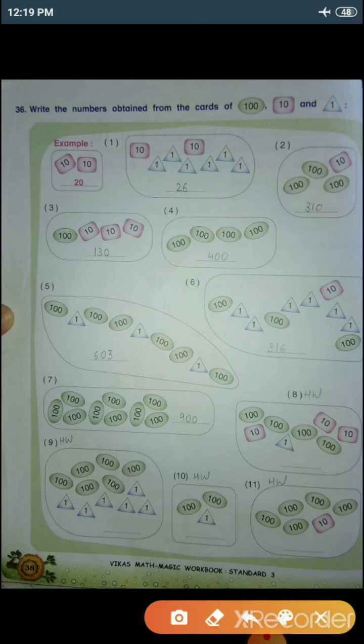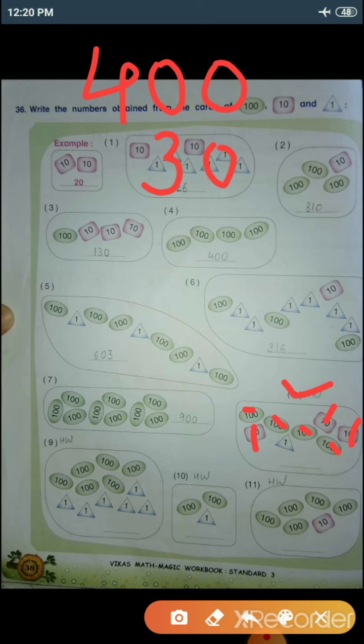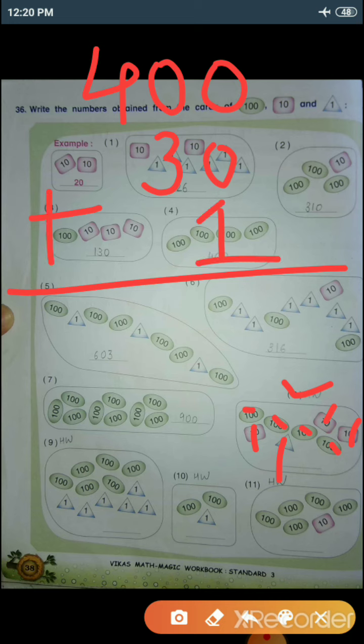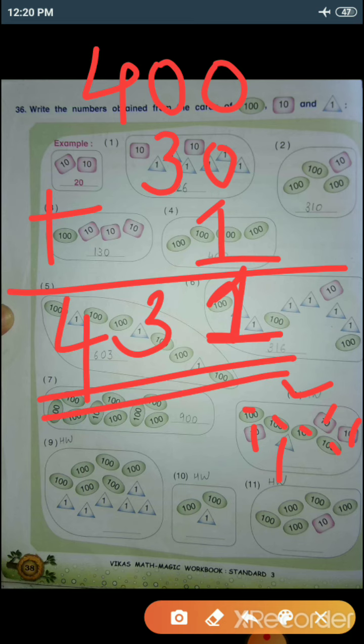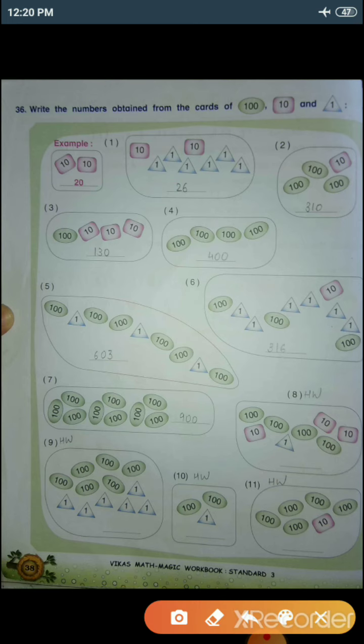Now let's take number 8. How many hundreds are there? First we'll count the 100s: 1, 2, 3, 4. So 400. Then count the 10s: 1, 2, 3. That means 30. Now the 1 is alone, so we'll write here 1. Now add these numbers: 1, 3, 4. That means 431 is your answer. So with the help of this technique, you need to solve other sums.